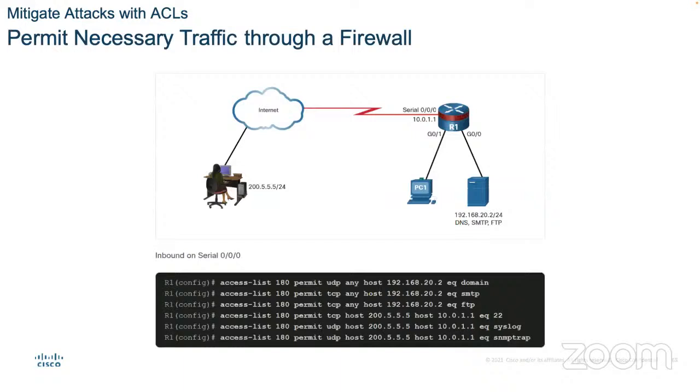An effective strategy for mitigating attacks is to explicitly permit only certain types of traffic through a firewall. DNS, SMTP, and FTP are all examples that often must be allowed through a firewall. SSH, syslog, and SNMP could be included or could also be prevented from contacting the outside world.